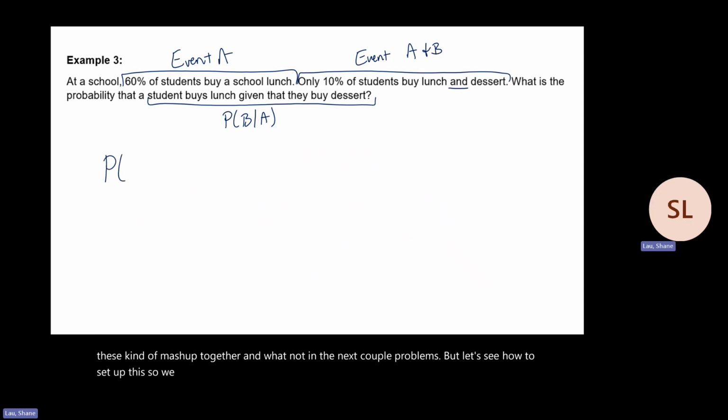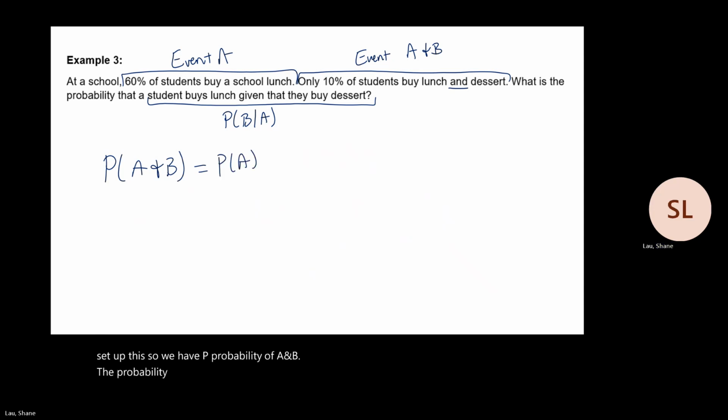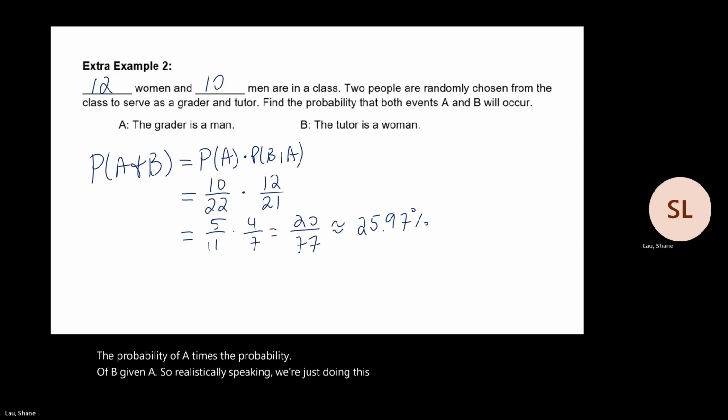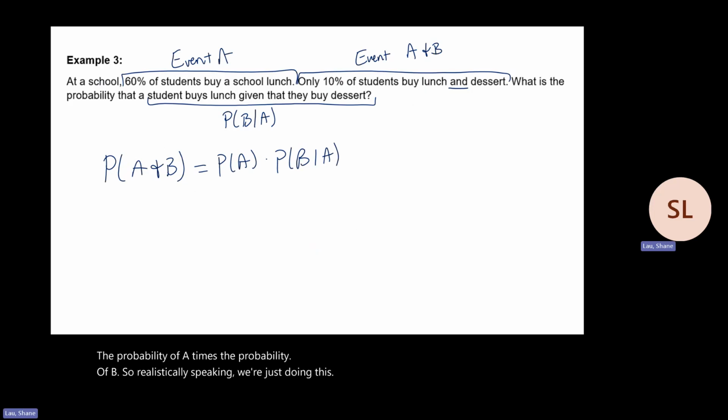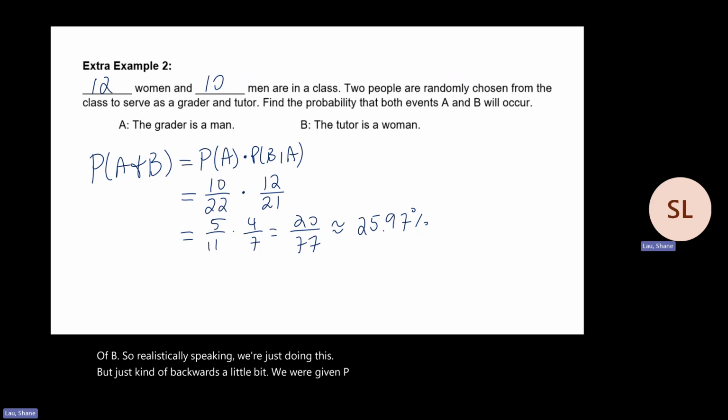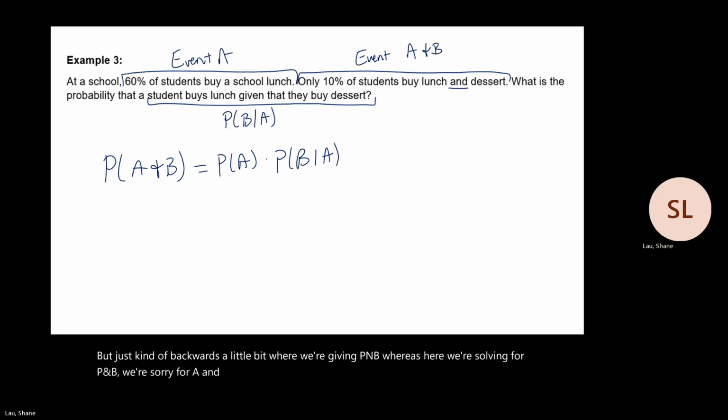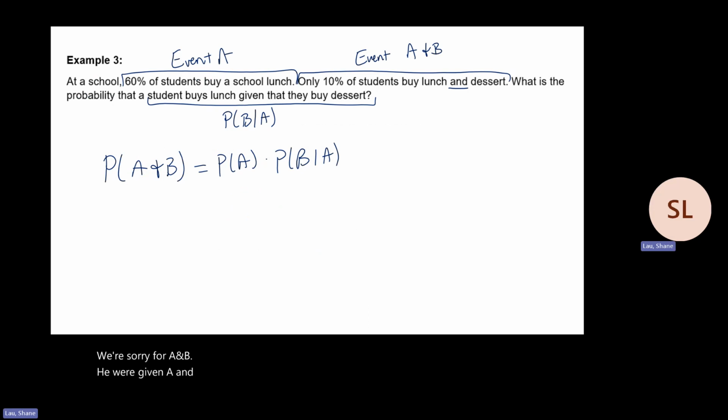So we have the probability of A and B equals the probability of A times the probability of B given A. Realistically speaking, we're just doing this problem, but kind of backwards a little bit. Before, we were given P(A) and P(B given A) and solving for P(A and B). Here we're given A and B, we're given A, and we're looking for B given A. And that's what we're going to do here.